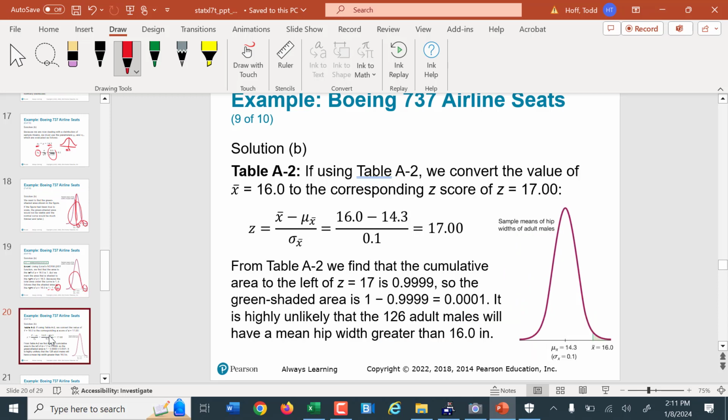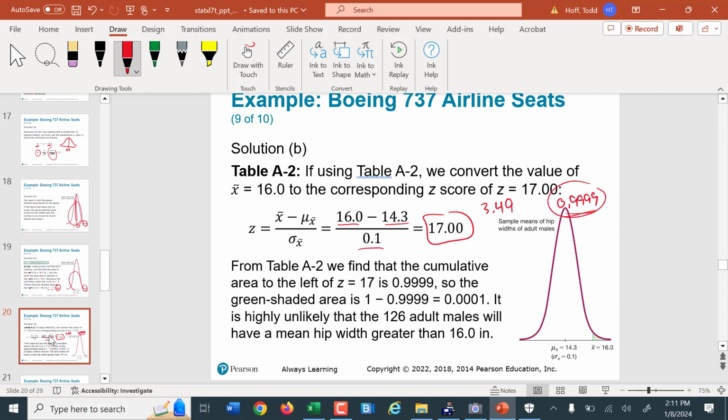If I want to use the tables in the textbook, using the z-score tables, I use 16 minus 14.3 and divide it by the 0.1. I get a z-score of 17. Well, I believe the table only goes up to a z-score of 3.49. And if you look at that probability, it's 0.9999. So 17 is going to be way larger, and its probability of being less than 17 is going to be even bigger than 0.9999.